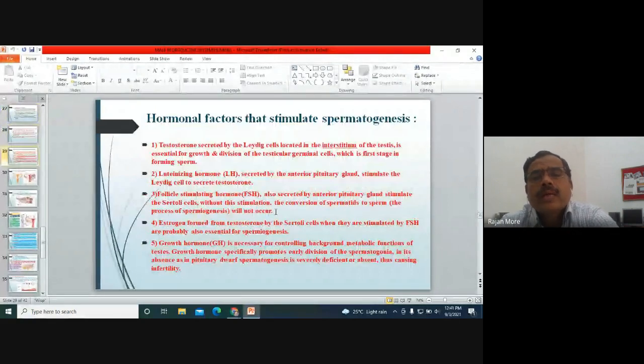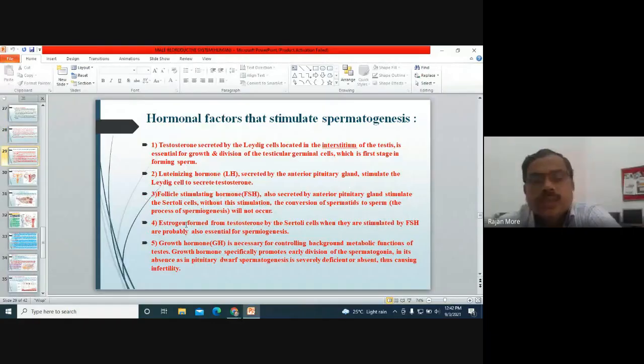These are the hormonal factors which stimulate spermatogenesis: the role of testosterone, the role of follicle stimulating hormone, the role of estrogen, controlling. So this growth hormone specifically promotes early division of the spermatogonia. Spermatogenesis is severely deficient or absent in dwarf cases, thus causing infertility in the dwarf person.